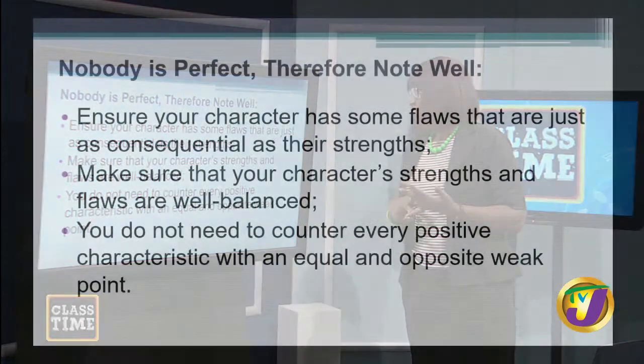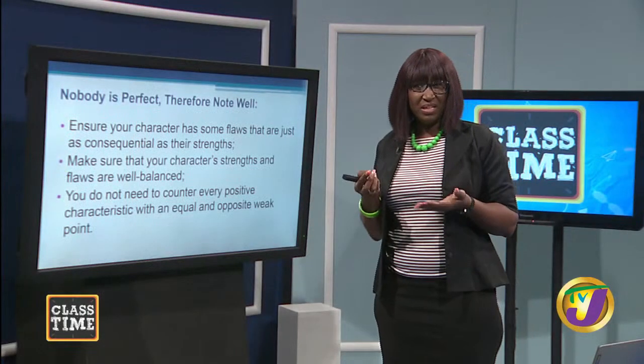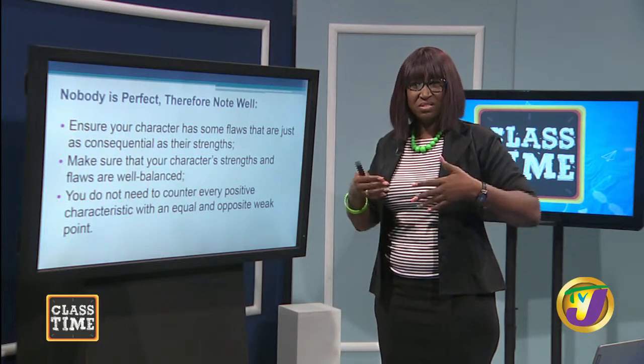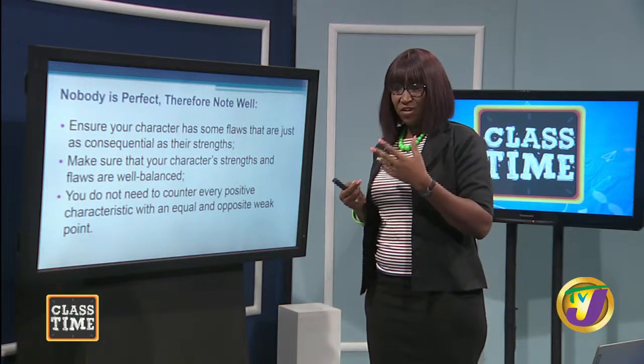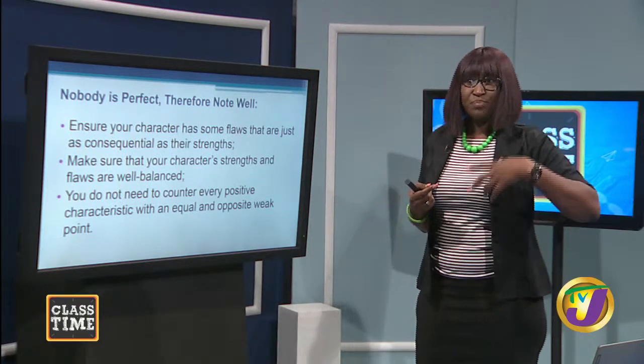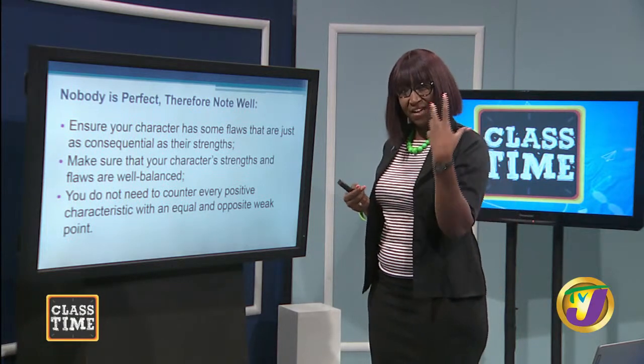So make sure that they have flaws that are equally consequential, meaning you're not going to give them some superficial flaws. So John is really good at communication. And what is his flaw? He likes to bite his nails. That is not going to really interest us, because that doesn't say much. So John is really good at communication, but his flaw is that he tends to be too friendly with people. And because of that, people take advantage of him.